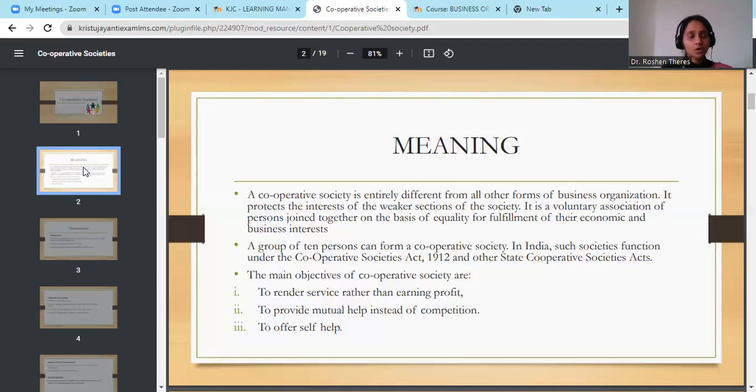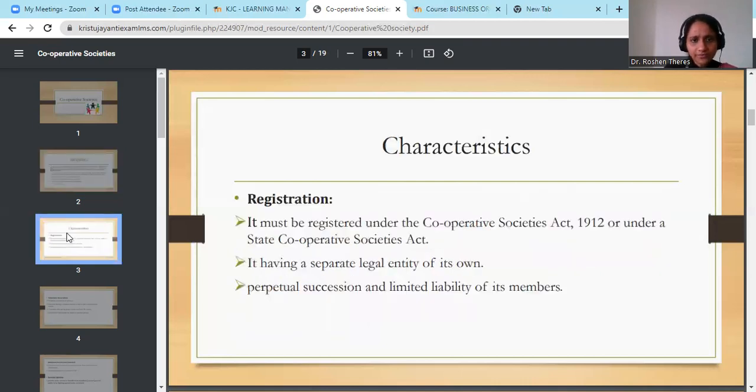So let's see what are the major objectives of these cooperative societies. In order to render service, rather than making the profit, I told you in the beginning itself, in order to help the weaker sections of the society or to render the service towards the weaker sections of the society, that would be the major objective of these cooperative societies. And rather than focusing on competition among the societies, it focuses more on helping mutually and offering self-help. So it promotes self-help also. So these are the objectives of the cooperative societies.